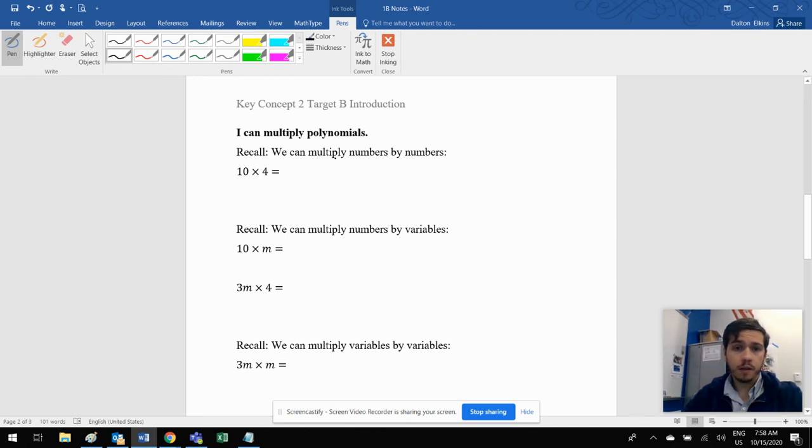Welcome, everybody. Today's learning objective is we want to be able to multiply polynomials. By the end of today, you should be able to take these things that are polynomials and multiply them together. So let's review and recall a couple of things.